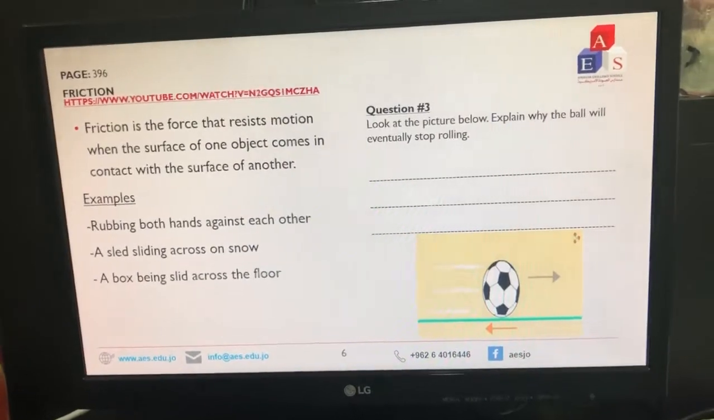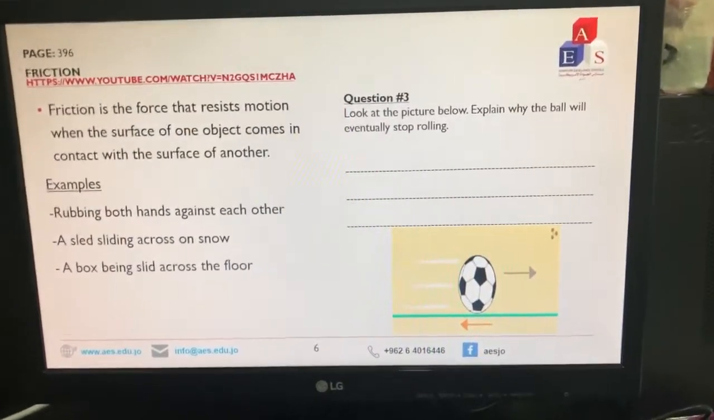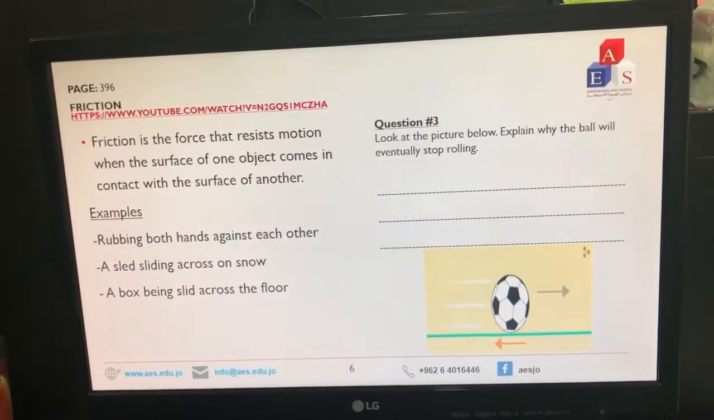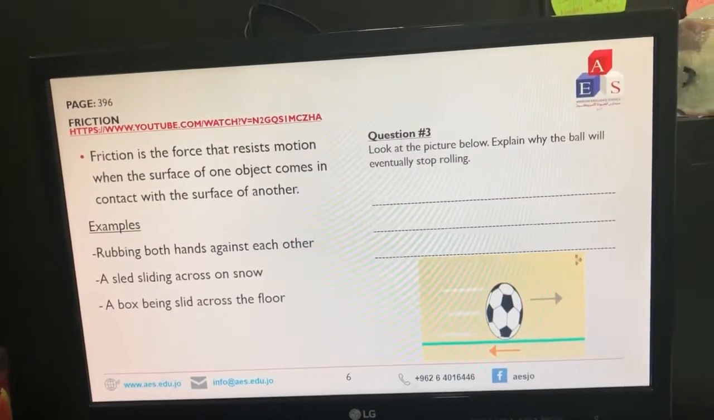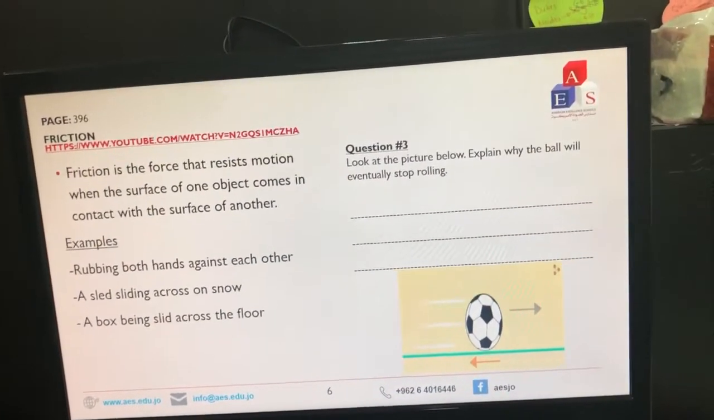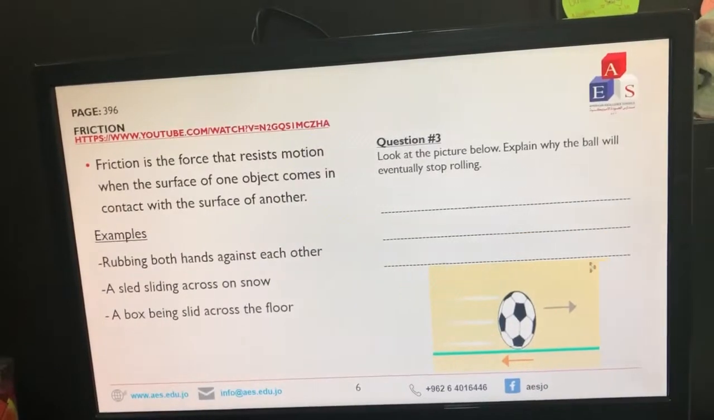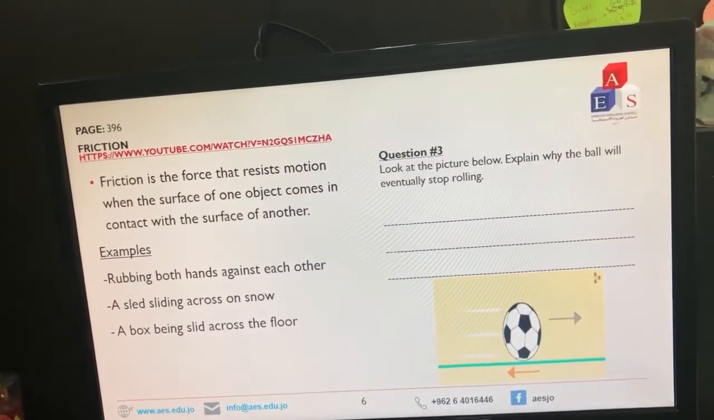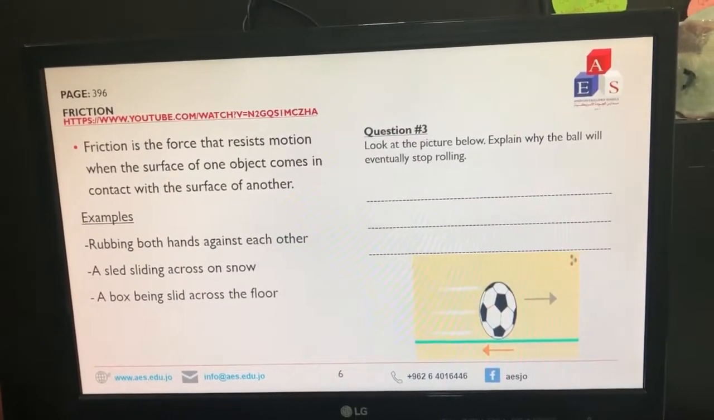Alright, now page 396, friction. First of all, again, watch the video and then read the summary. Now, friction, grade 6, is a type of force that acts on two objects that are in contact with each other. So in order to have friction, the object's surfaces need to rub against each other.